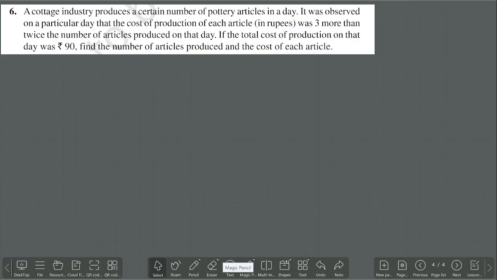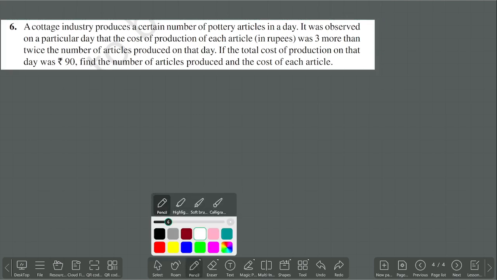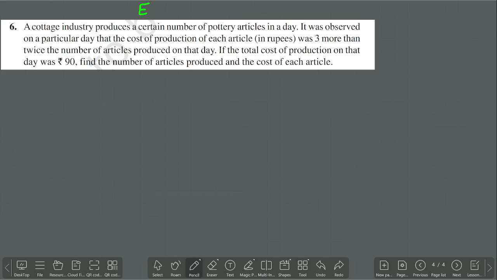Question number 6 from exercise 4.2, fourth chapter, quadratic equation. So we are going to continue this.